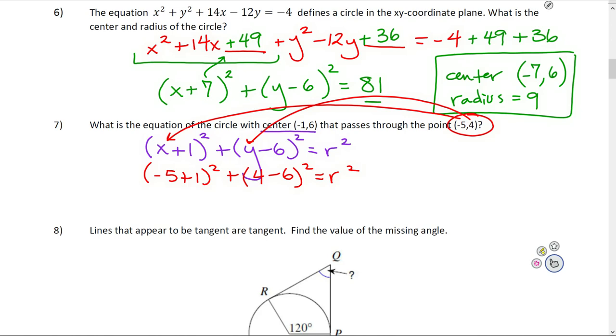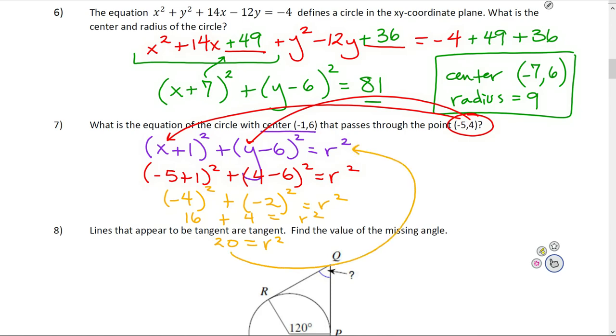Okay, so -5 plus 1 is -4. And 4 minus 6 is -2 squared. I'm running out of room. -4 squared is -4 times -4, which is a positive 16. -2 squared is -2 times -2, which is 4. And so I get 20 is equal to r squared. Okay, so I plug this value in here, in this very first equation, and that's my equation. It is x plus 1 squared, y minus 6 squared is equal to 20.